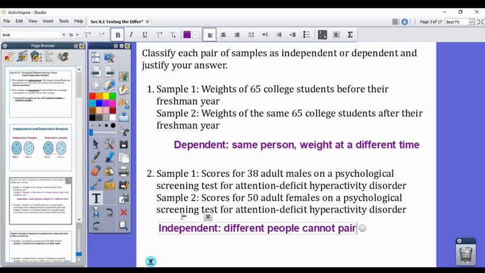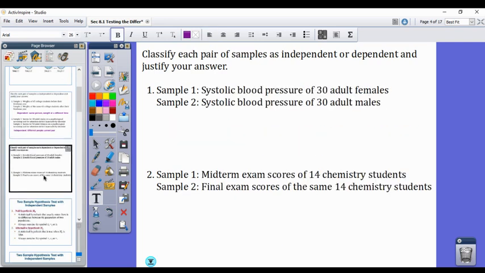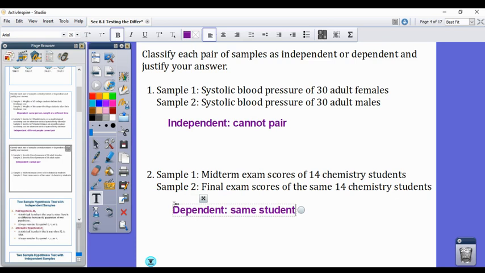All right. So I have two more, and I want you to pause the video and answer these two questions. Okay, so hopefully you got independent for this first one. You cannot pair these up. And dependent for the second one because it's the same students at a different test.